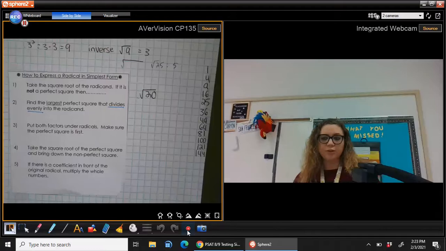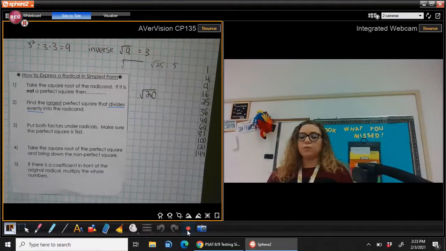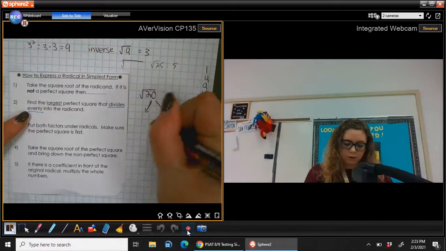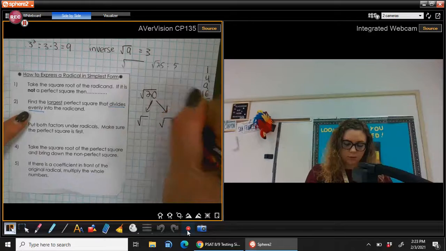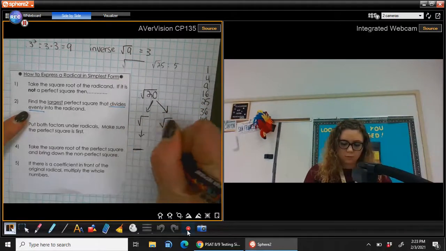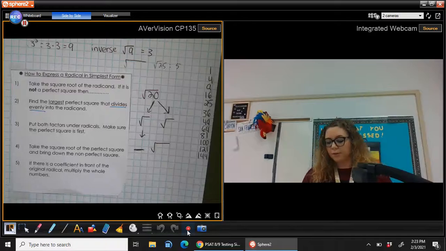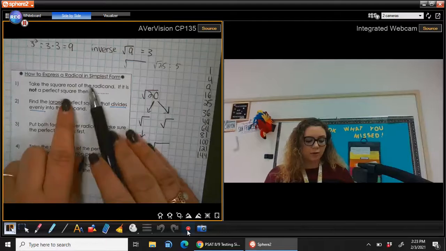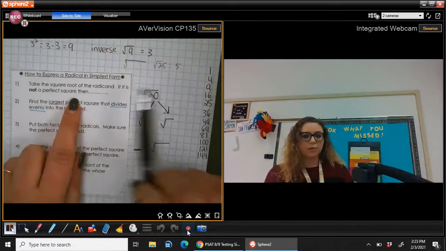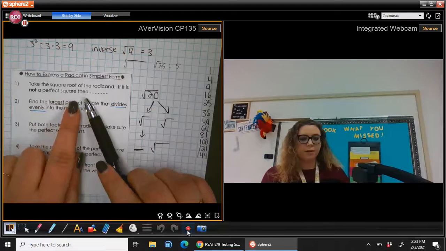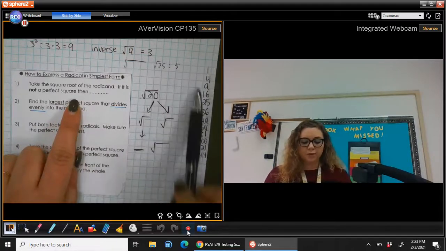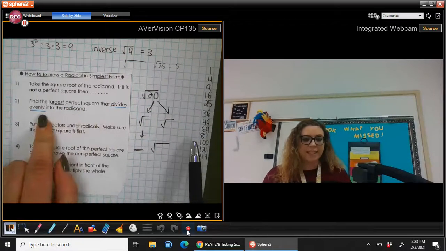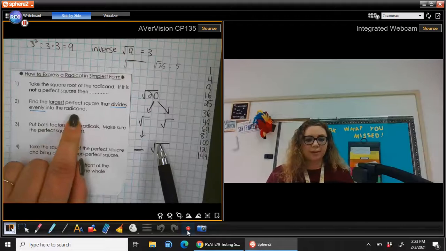So when I simplify radicals, I like to draw 2 arrows, and I like to do this. Now we just fill it in. Step 1 says take the square root of the radicand, which is this symbol. If it is not a perfect square, then you're going to do the following. Is 20 a perfect square? No. Step 2, find the largest perfect square that divides evenly into the radicand. So I'm going to look at 20.